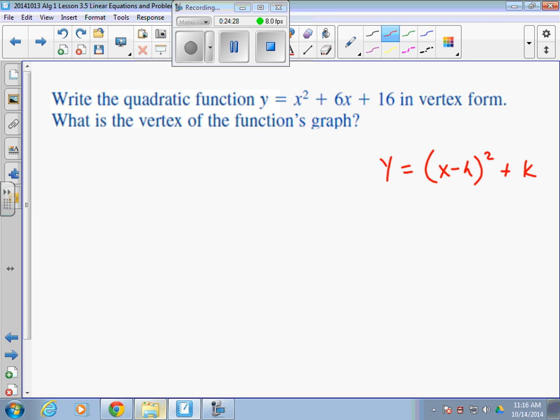That's vertex form right there. X minus h squared plus k.